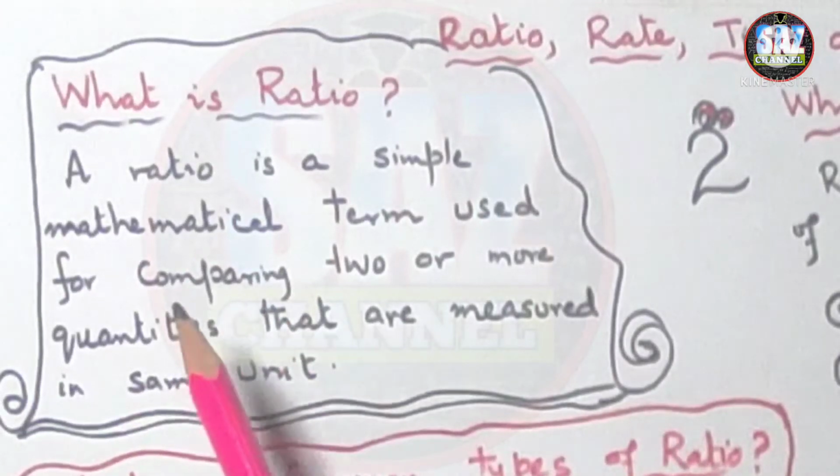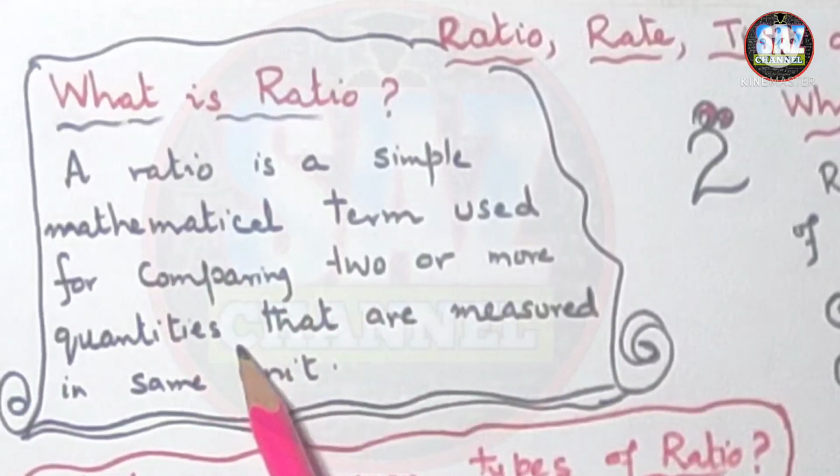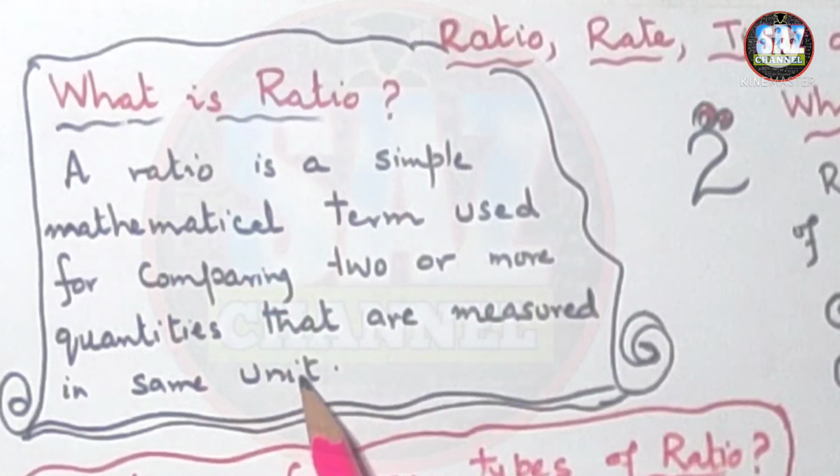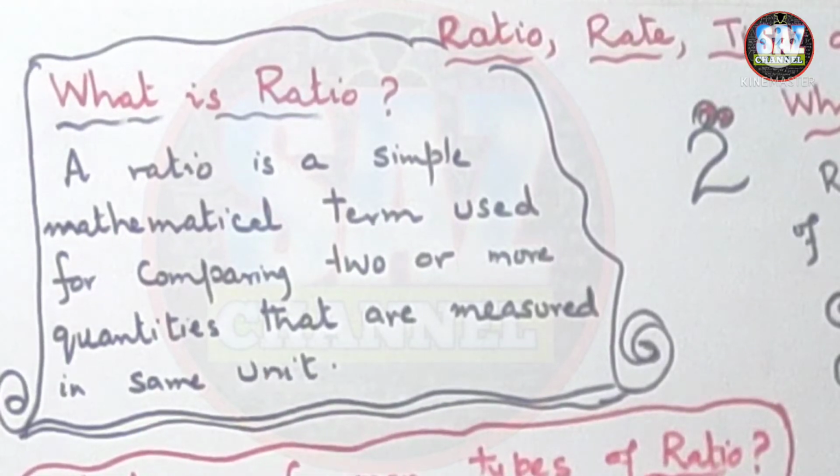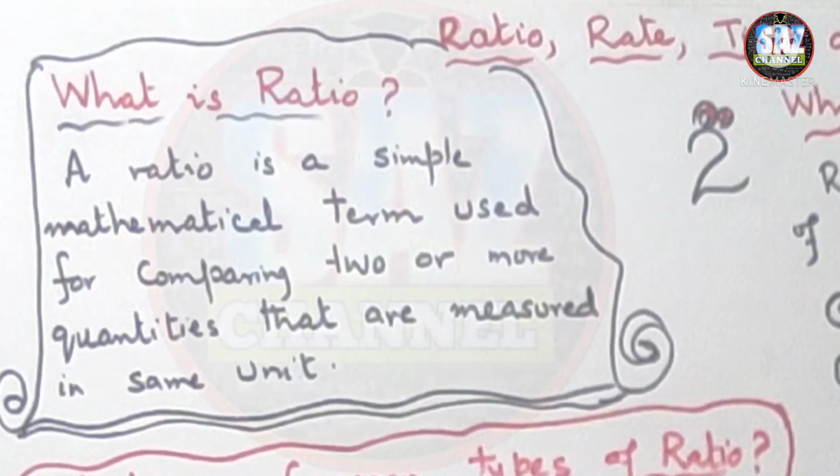A ratio is the simple mathematical term used for comparing two or more quantities that are measured in the same unit. Okay, so it means that ratio is the comparison of two quantities which are in the same unit.